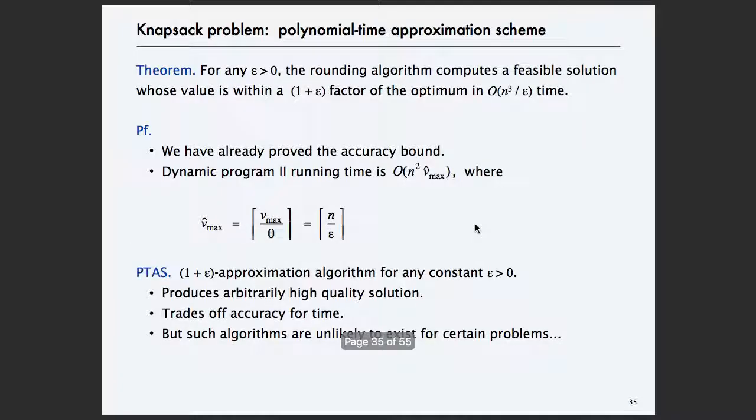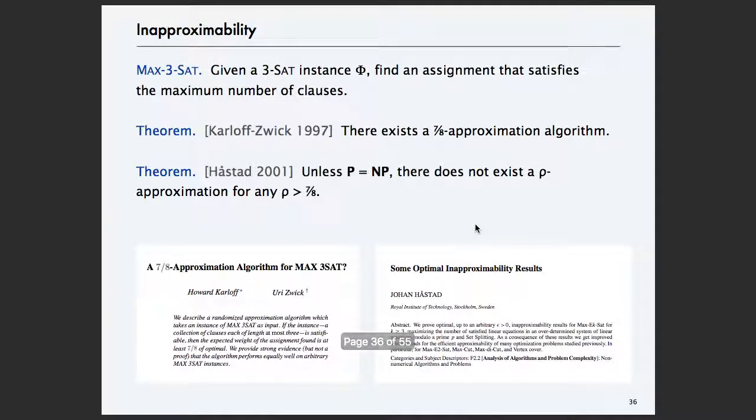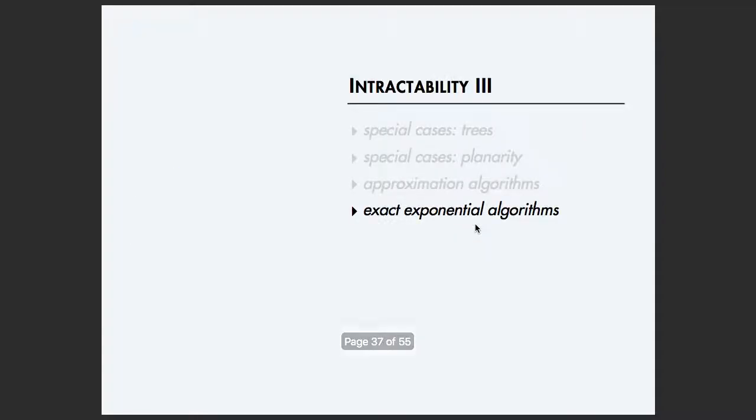Some other things give me either worse bounds or things like that. For Max 3-SAT, for something like 3-SAT, I just have yes or no. So there is no approximation. But this is a variation on it. And I have a 7/8 approximation algorithm, but it's been proved that unless P equals NP, there is no rho approximation, sorry, for rho greater than 7/8. So I know that I'm doomed-ish.